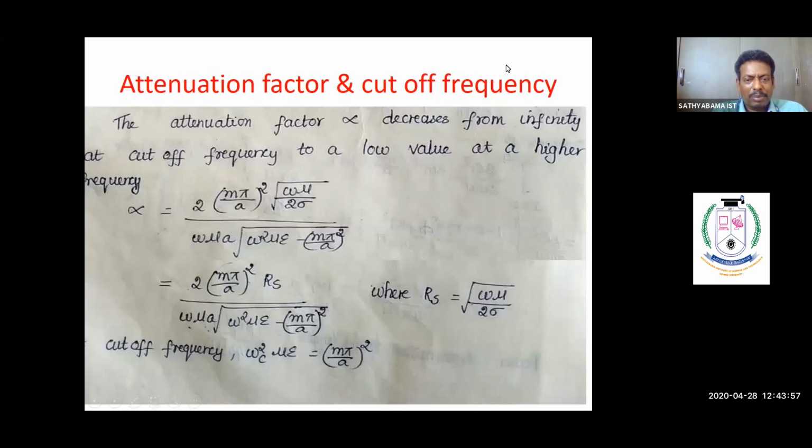So what we observe from this equation is the attenuation factor alpha decreases from infinity at cutoff frequency to a low value at a higher frequency. Recall the initial slide I told you: waveguides cannot be used for low frequency. They start conducting power only after a particular cutoff frequency. That is evident from this expression. All waveguides will have a cutoff frequency, a particular frequency from where they permit energy flow. So waveguides cannot be used for transmitting signals at very low frequency.